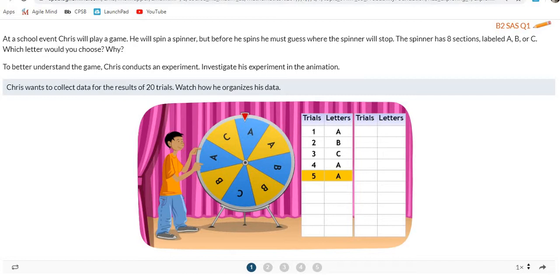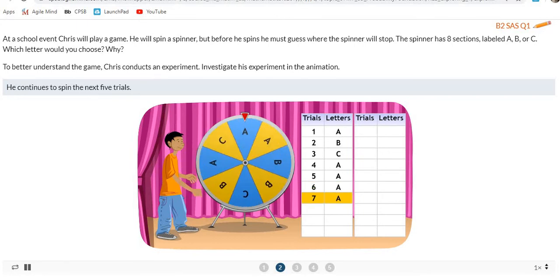So that's only 5 tries. And that's what I started the lesson saying. The trials, if you just do a few, it's not going to mimic your theoretical and what's actually happening. So you need to conduct more. So he goes 5 more times.